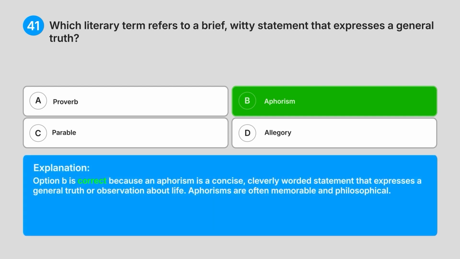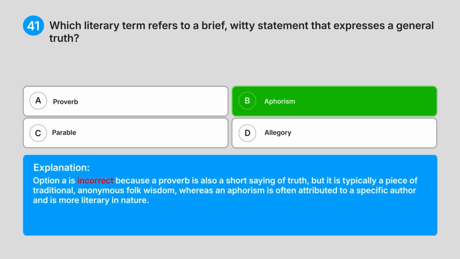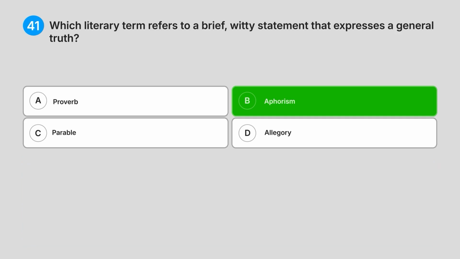Explanation. Option B is correct because an aphorism is a concise, cleverly worded statement that expresses a general truth or observation about life. Aphorisms are often memorable and philosophical. Option A is incorrect because a proverb is also a short saying of truth, but it is typically a piece of traditional, anonymous folk wisdom, whereas an aphorism is often attributed to a specific author and is more literary in nature.